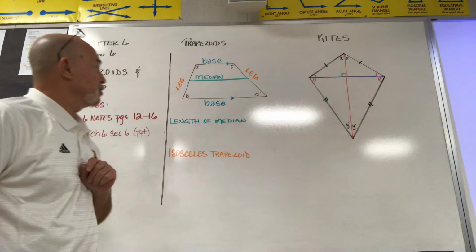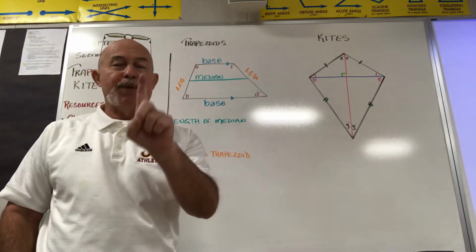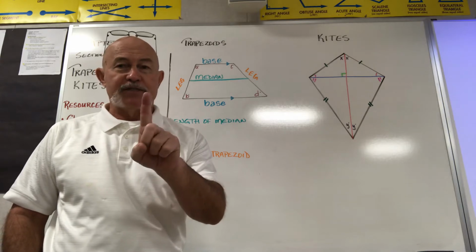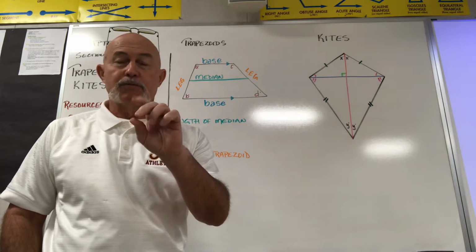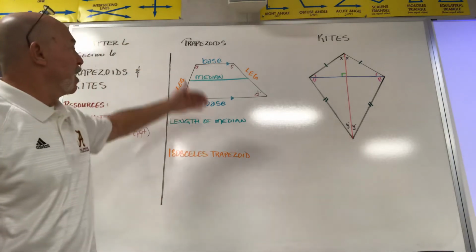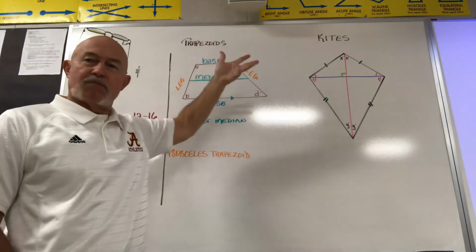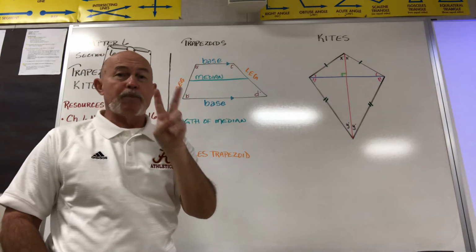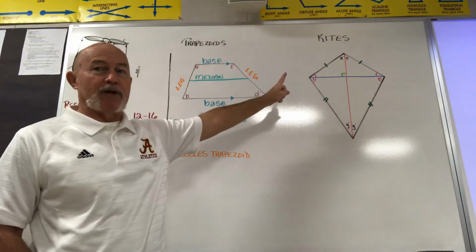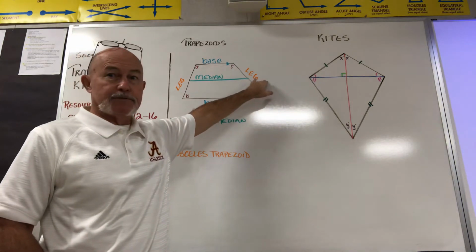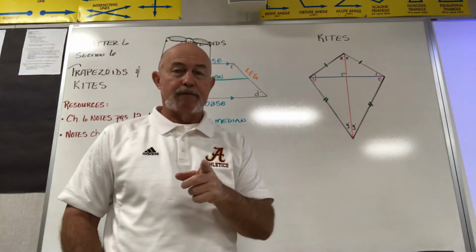We're going to start with trapezoids. Trapezoids are four-sided figures with one pair of parallel sides. We call those sides the bases. There's base 1 and base 2. This is how it appears sometimes. It can be on its side. Doesn't matter. The two sides that are parallel are the bases. The sides that are not parallel are called legs.